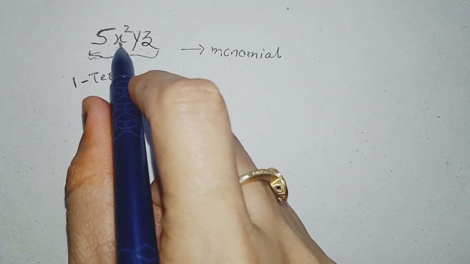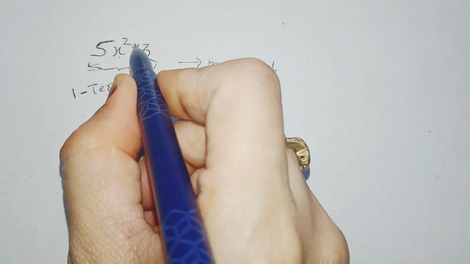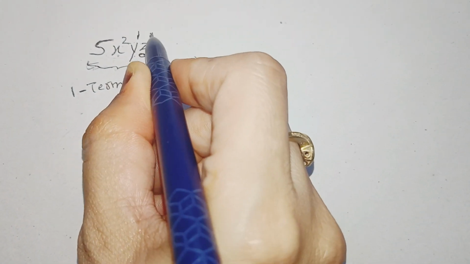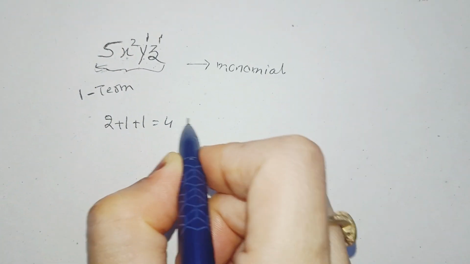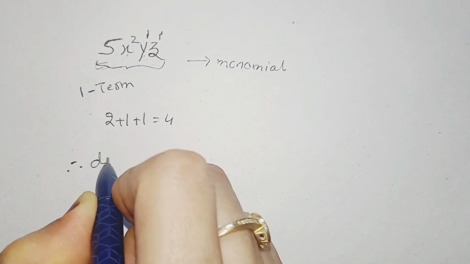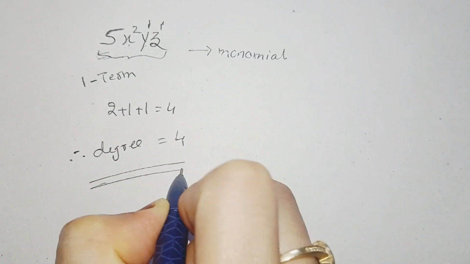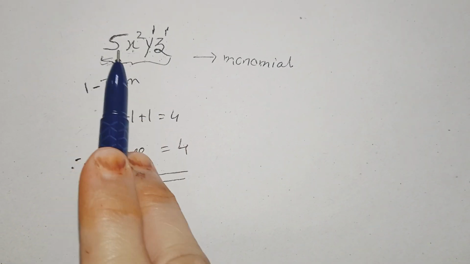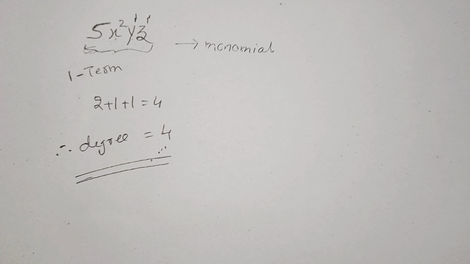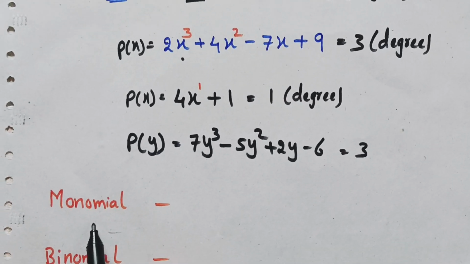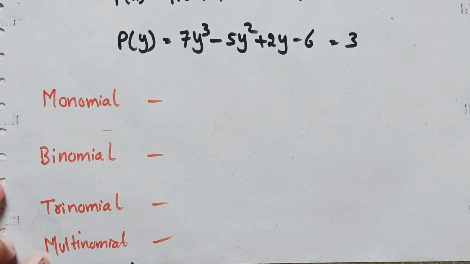Okay, so for the variable y you have 1, for the variable z you have 1. So 2 plus 1 plus 1, which is 4. So the degree of this one term polynomial is 4. Okay, the degree of this monomial, we call this one term as monomial, so the degree of this monomial is 4. Okay, let's see what is monomial, binomial, trinomial, multinomial. Now we'll see monomial, binomial, trinomial and multinomial.